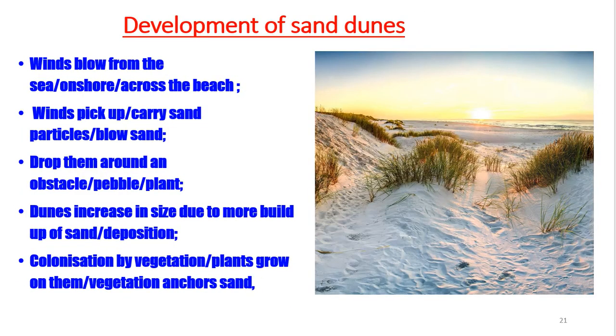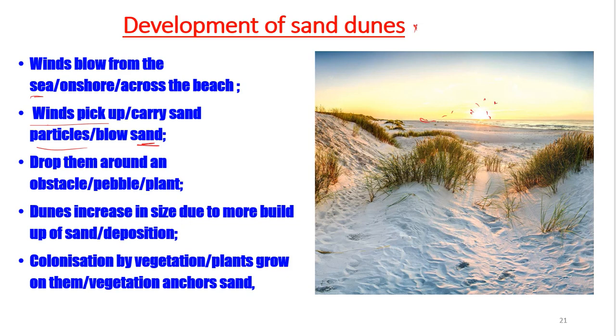Now, development of sand dunes. How are sand dunes formed? So this is quite easy. If you read through this, you get the concept. Wind blows from the sea. Normally, wind blows from the sea, as the sea is there. Now, as this wind blows from the sea, it picks up what? Materials. It picks up particles, it picks up sand. And as this wind blows, there is sand in it as it keeps moving.